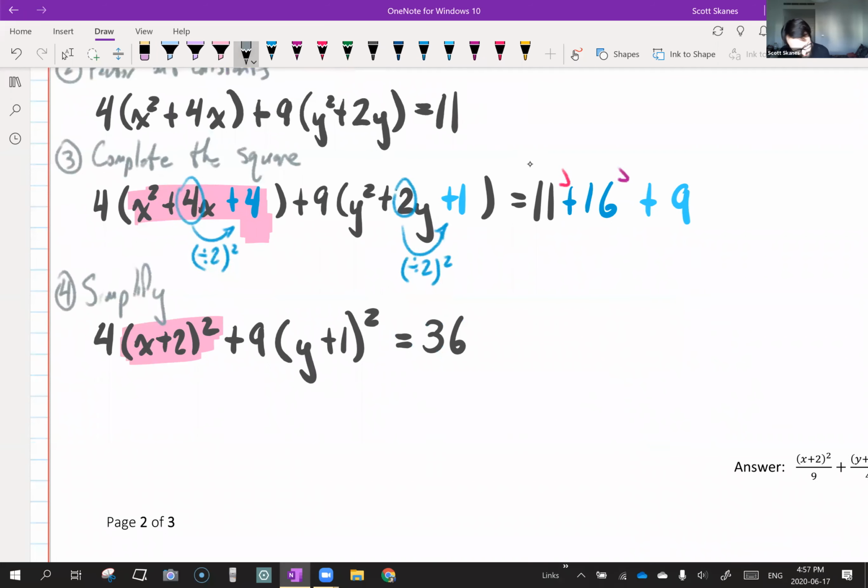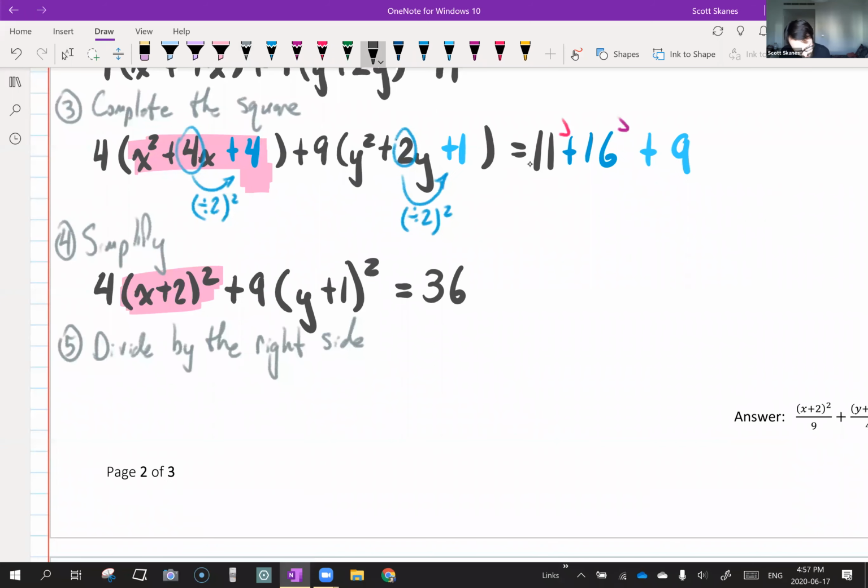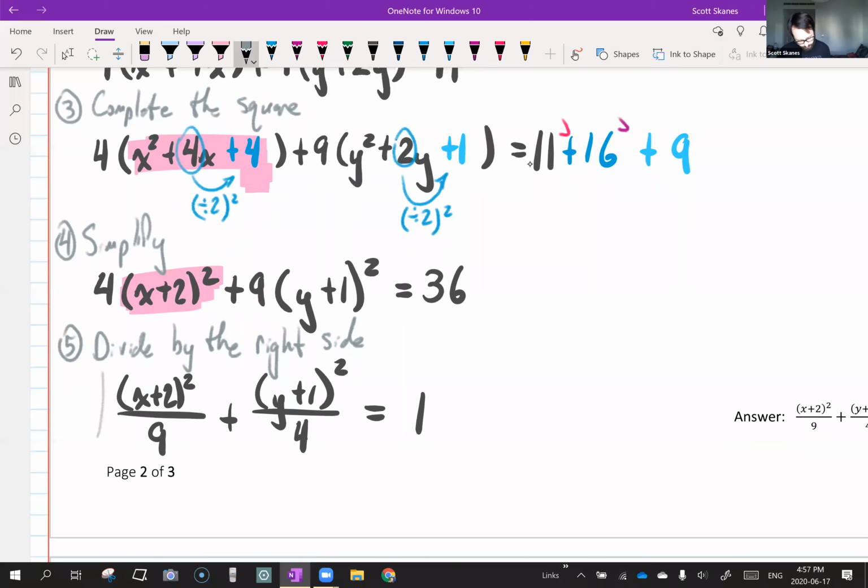But yes, the final step, which Zara caught, I'm glad she reminded me: you divide by the right side. Just divide everything by the number on the right side. That gives you x plus 2 squared. 4 divided by 36 gives 1 over 9, so 9 on the bottom. 9 divided by 36 is 4, so 1 over 4. And then we have a 1, we have our answer.